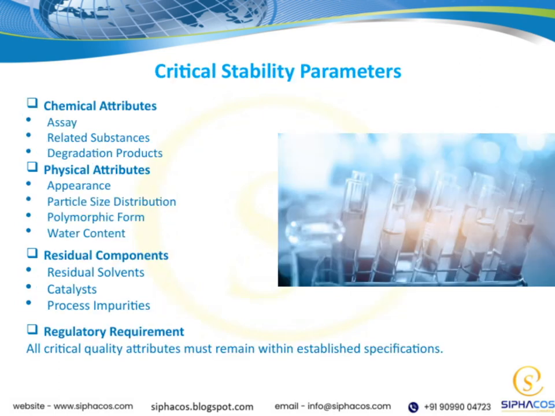When we talk about critical stability parameters, we're looking at several key areas. First, chemical attributes, things like assay, related substances, and degradation products. Then, physical attributes, appearance, particle size distribution, polymorphic form, and water content. We also consider residual components, including solvents, catalysts, and process impurities. The bottom line is this: all these critical quality attributes have to stay within strict specifications to meet regulatory requirements. Stability isn't optional, it's essential.